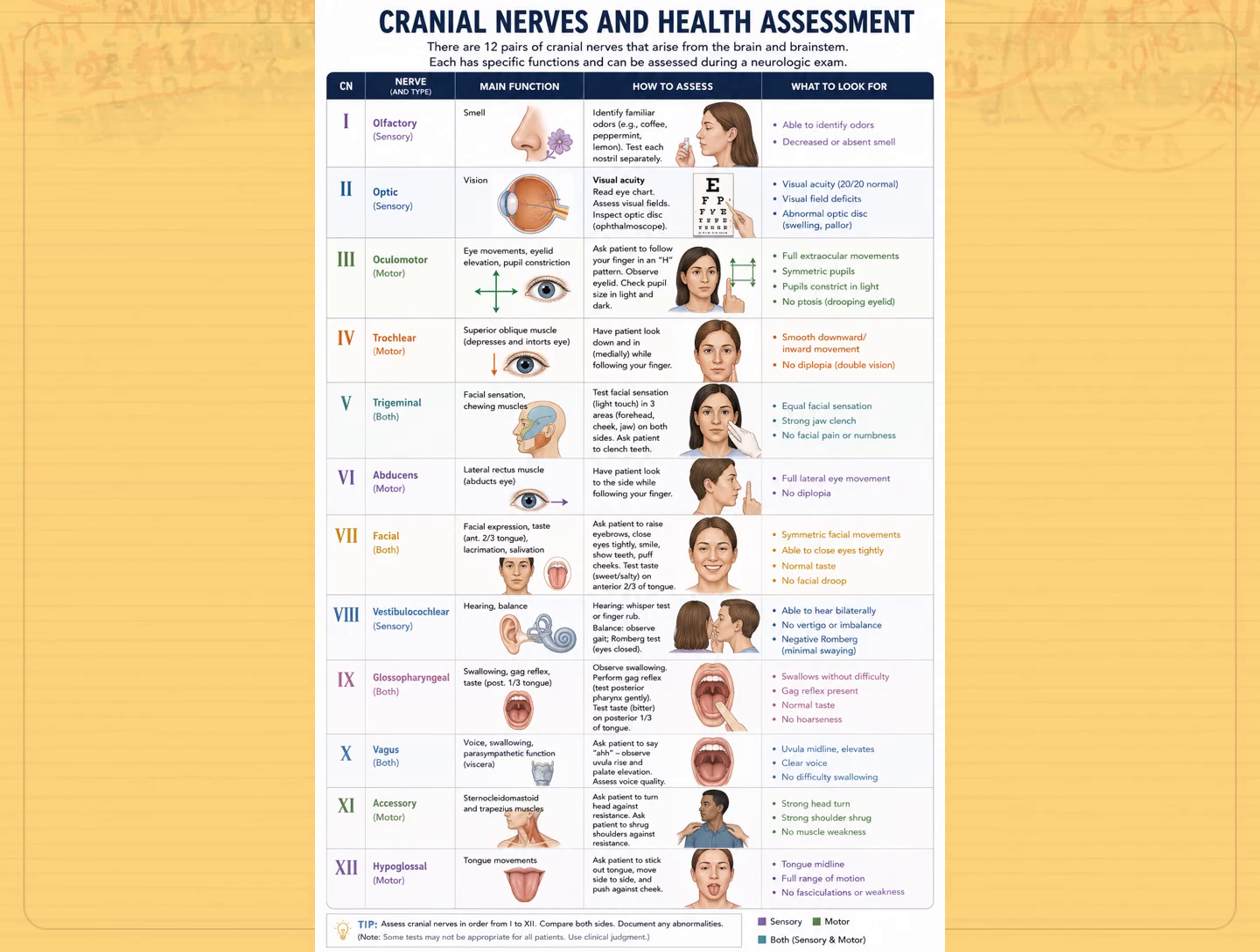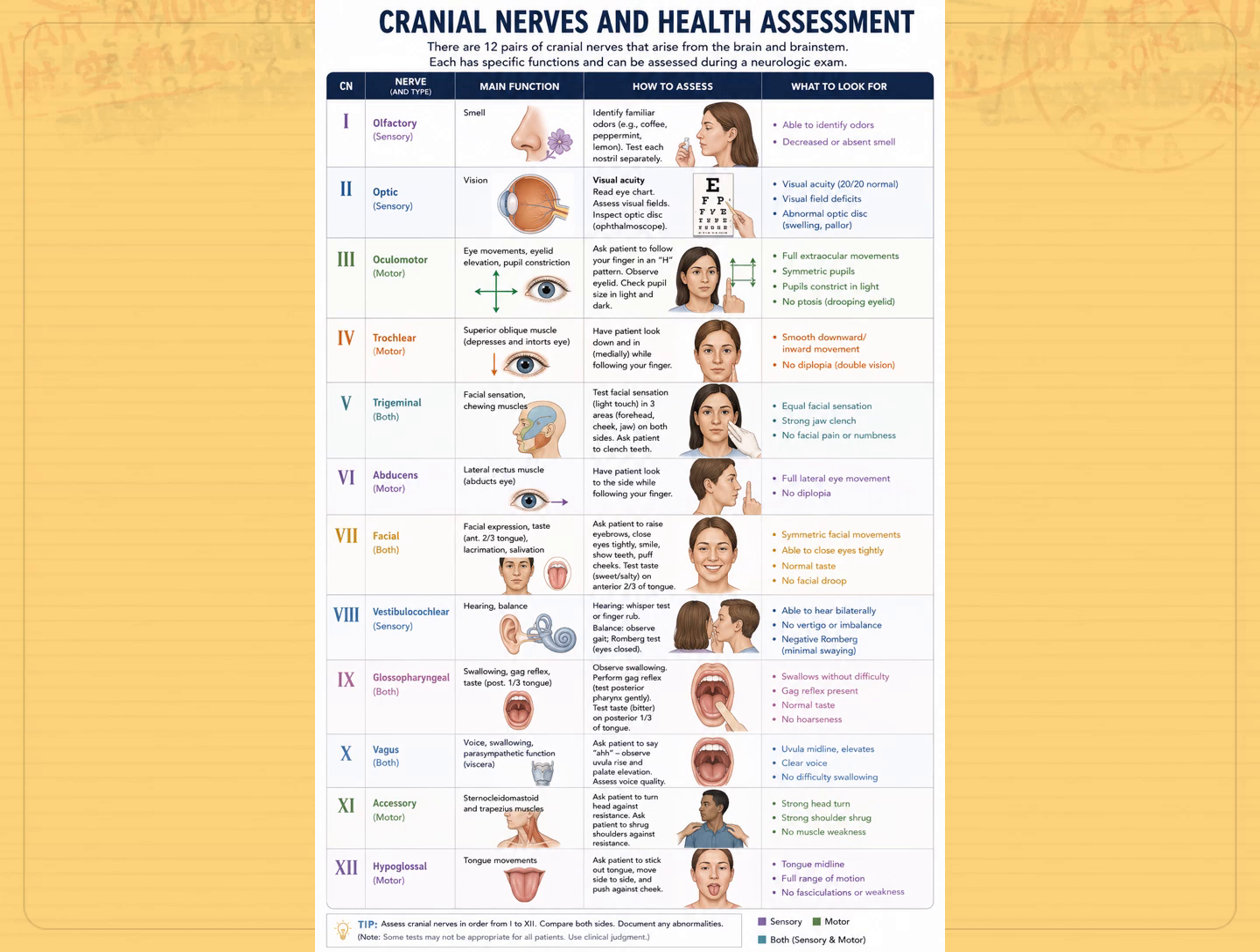Cranial nerve 4 is the trochlear. This is motor in function. It controls movement of the superior oblique muscle, which allows the eye to move downward and inward. We're assessing this nerve during extraocular movement testing, so having the patient, again, follow our finger downward towards the nose. It should be smooth downward eye movement, with no double vision.